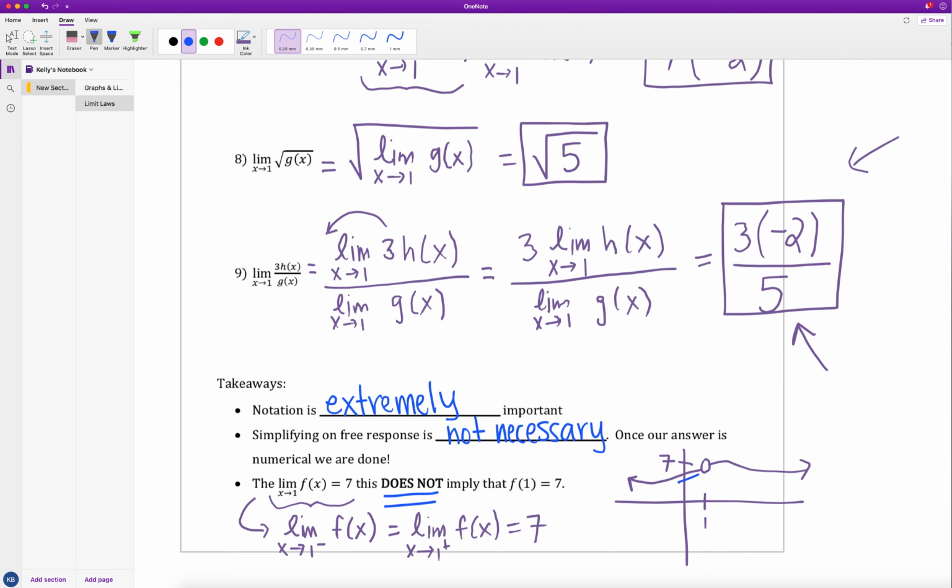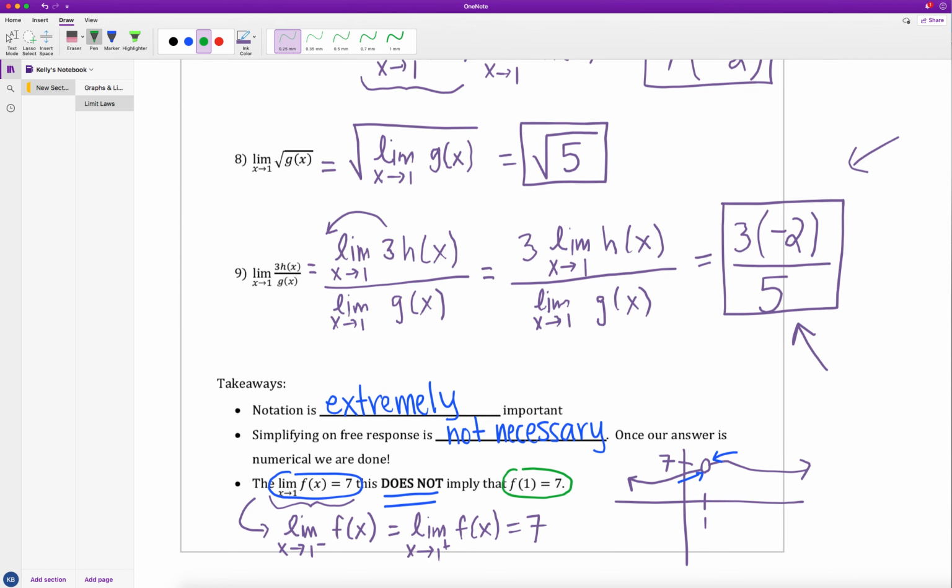So as I come in from the left-hand side, I'm approaching 1 and it's equal to 7. As I come in from the right-hand side, as x approaches 1, I'm also equal to 7. That's what this first piece of this limit tells us. It does not tell me that that circle there is necessarily a closed circle. That's what f of 1 equals 7 would mean, and I'm going to circle that in a different color: f of 1 equals 7 would mean that there's a filled in circle, but there's no way to know if that circle is filled in or not just based off of the limit.